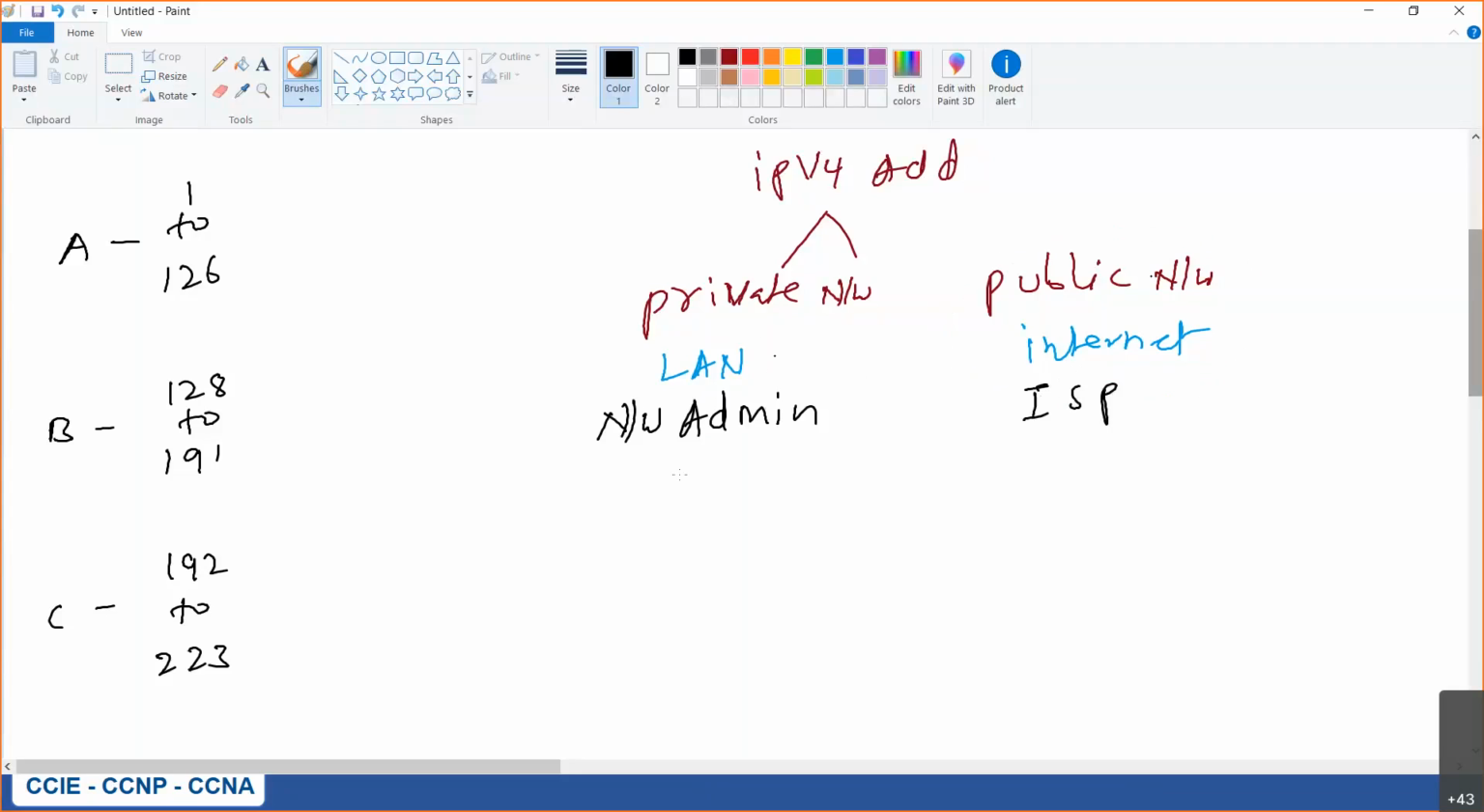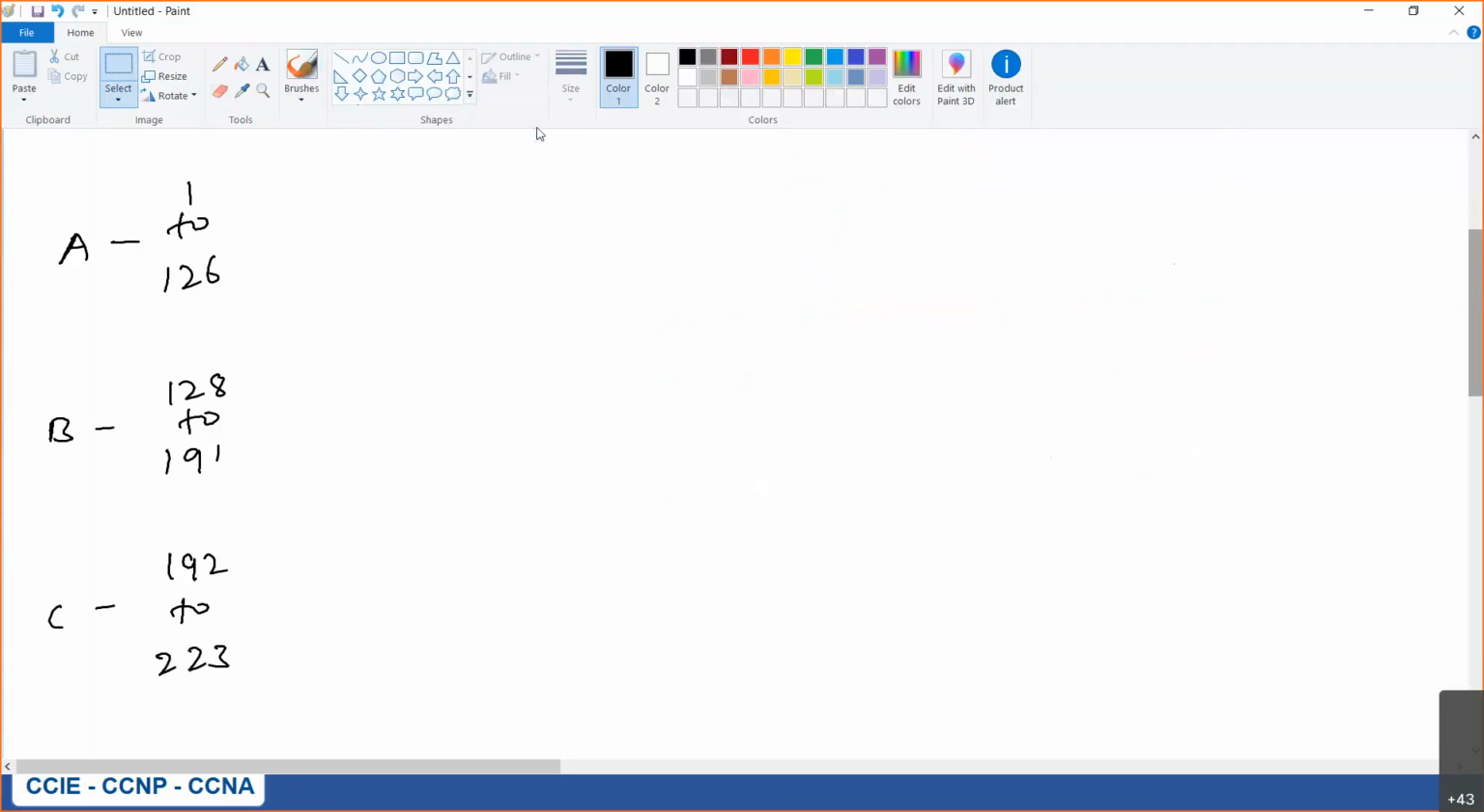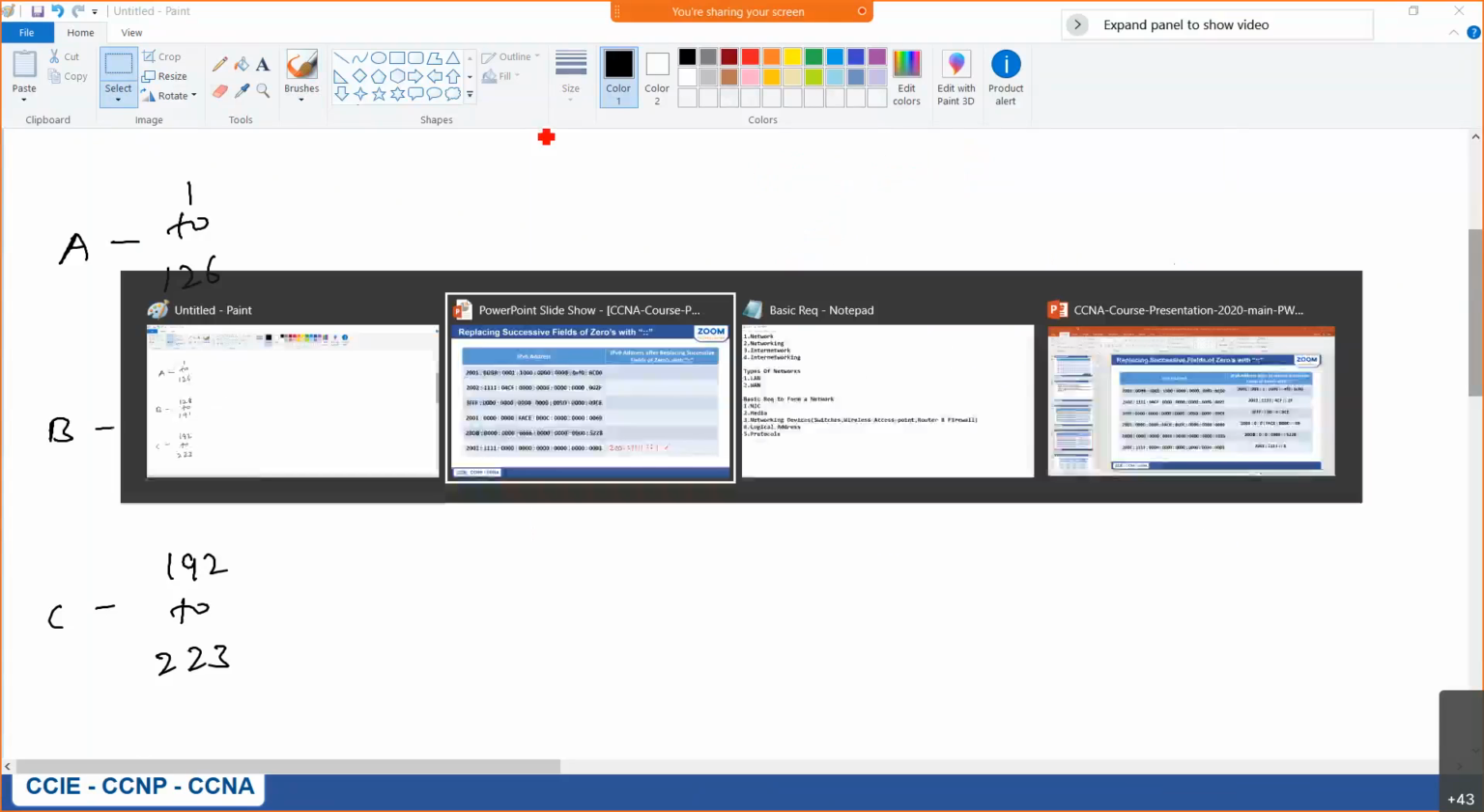Public IPs are assigned by the internet service provider. Private IPs are free. Public IPs, you need to purchase. You need to pay for it actually, you need to register. Is it clear now where we use private IP and where we use public IP addresses? Let me give the notes of it.